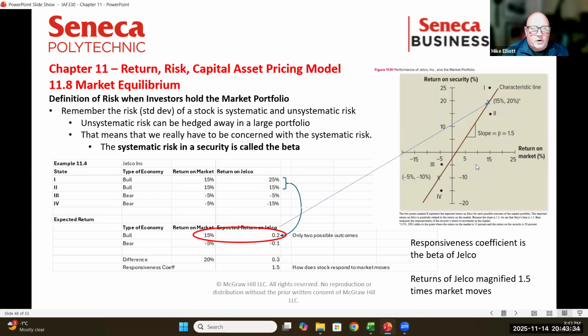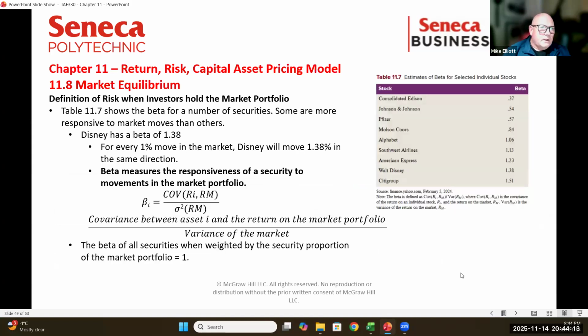We can create the line using all these four components, but it doesn't matter. This is where we end up with: -5, -10, 15, and 20. Okay, and then the slope of this line is the beta, which is 1.5. The systematic risk in this security Jelco, the beta of the security Jelco, is 1.5. What that means is that returns of Jelco will magnify returns in the market, plus or minus, by 1.5 times. How does this look?